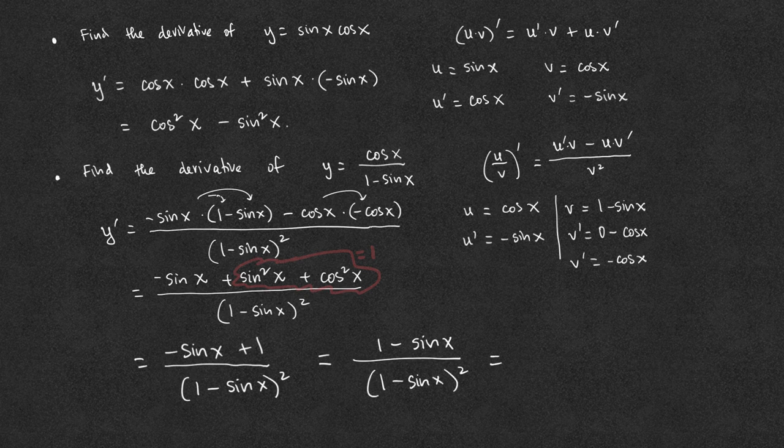And so we can cancel out one factor of 1 minus sine of x to end up with 1 over 1 minus sine of x. As always, we need to simplify the answer.